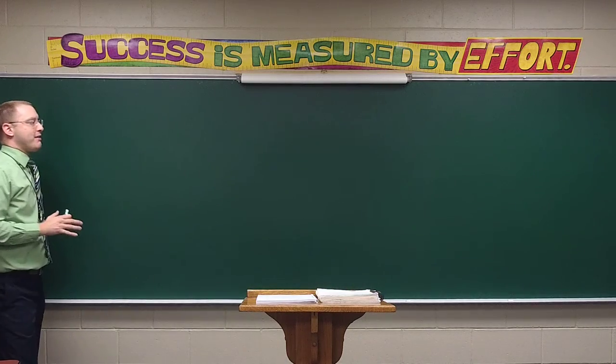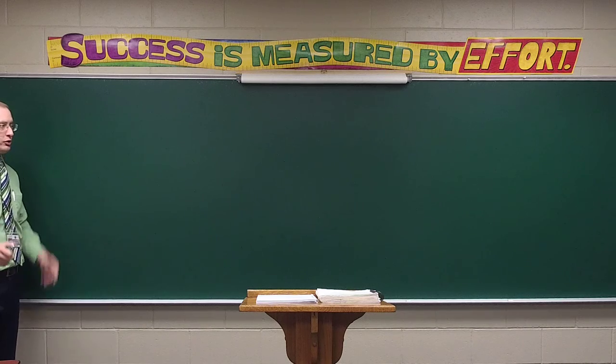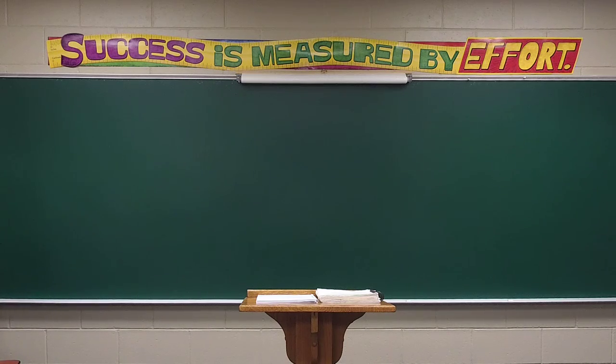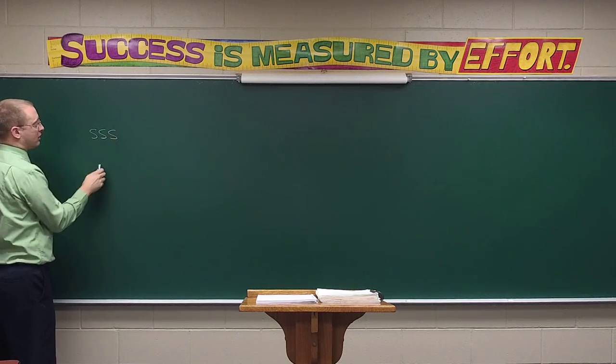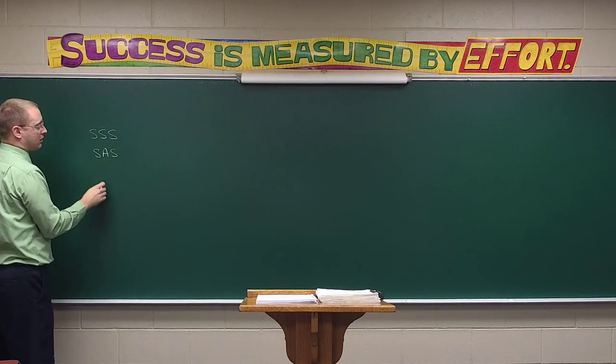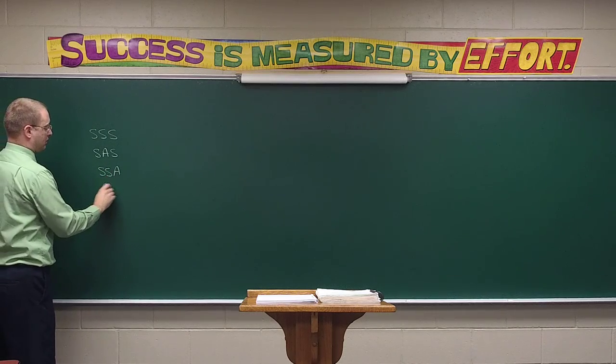There are 5 ways in which I will give you information about a triangle. I will always give you 3 things, some combination of sides and angles. What are the 5 possible combinations I could give you? Quentin? Side, side, side. Side, angle, side. Side, side, angle. Angle, side, angle.